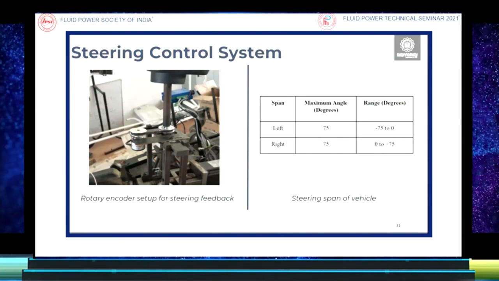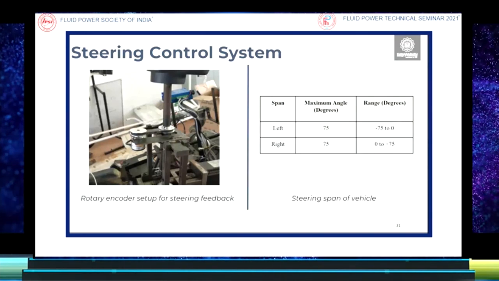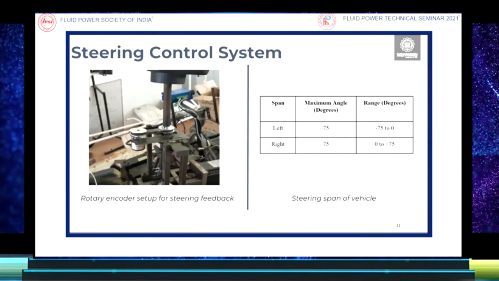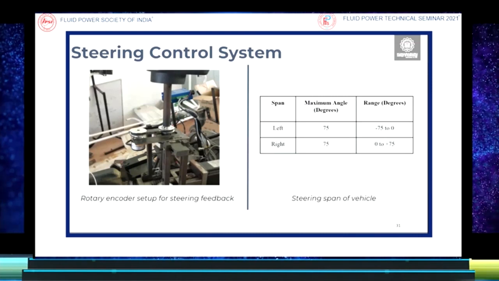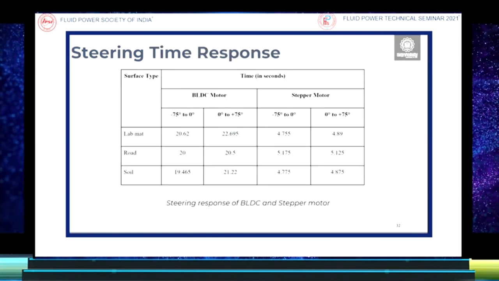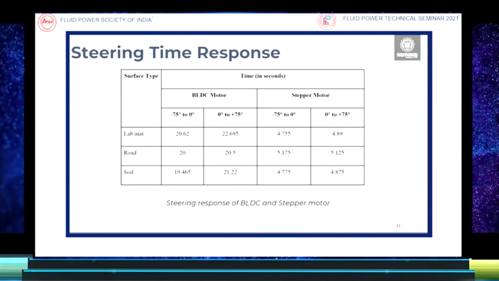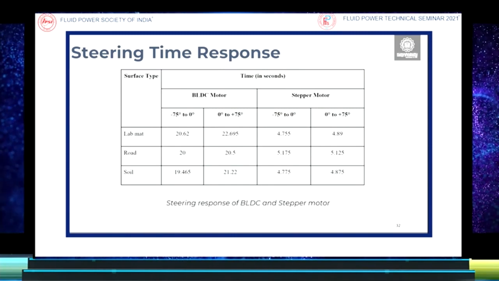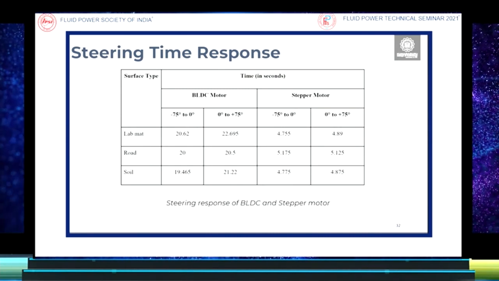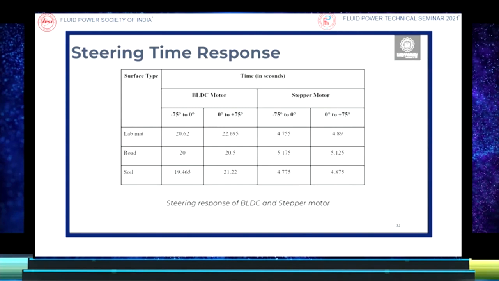So the maximum angle from zero to left is 75 degrees, and similarly to the right is 75 degrees. With a simple rotary encoder, we made some arrangement in the steering column and we achieved it. All are our in-house made systems. And for the steering response, as I told, we wanted to identify how much time it is going to take. The conventional hydraulic system, as you already know, is slower in response. When someone is manually turning, it is quite okay. But if we want to make it autonomous, then we have to be very careful.